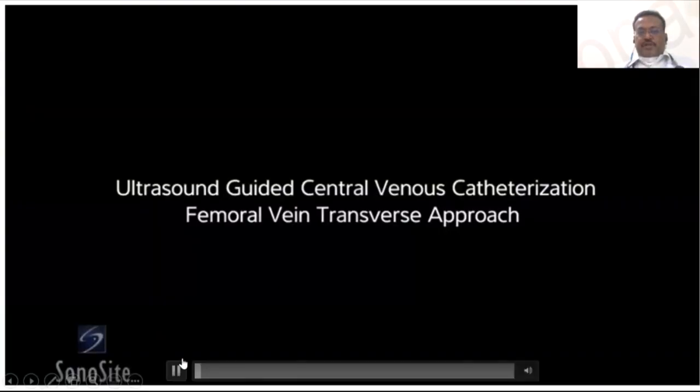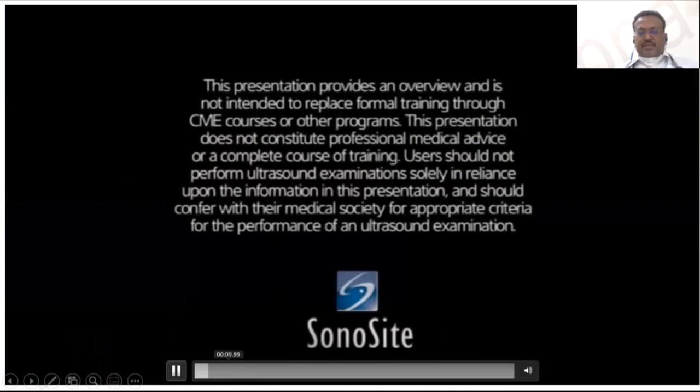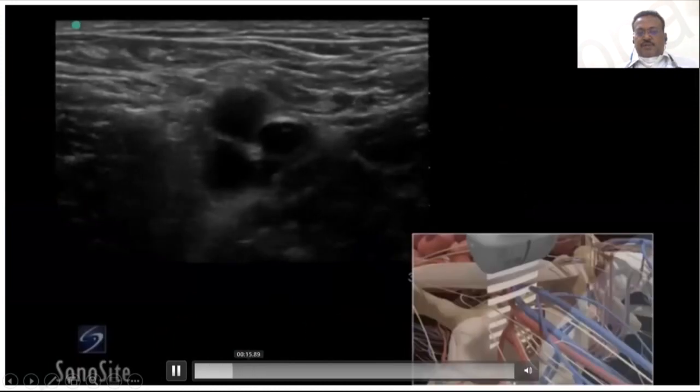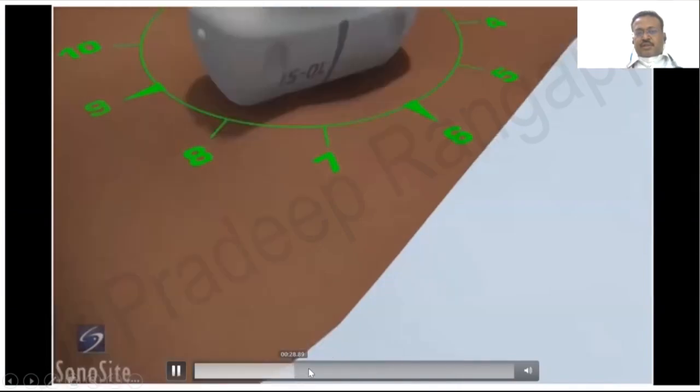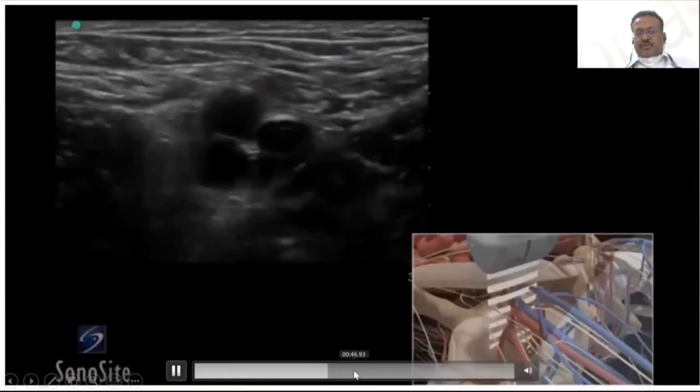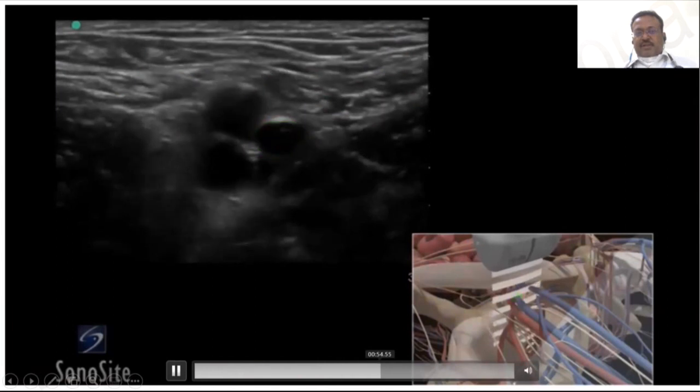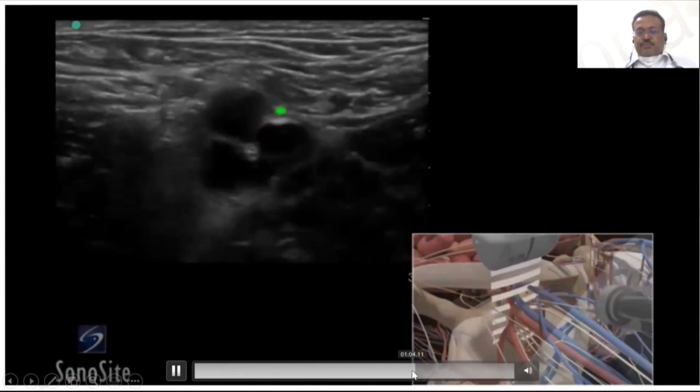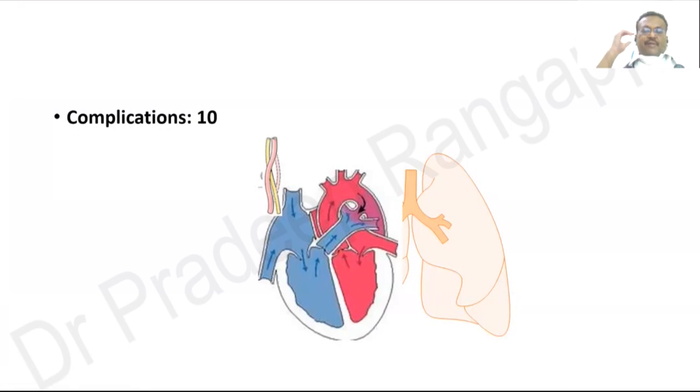So this is a Sonosite video. So I think it's the same. So you can just go through the website and have a look. So I've shown you what we did in our ICU. So this is just a Sonosite video, which again shows you those artery, vein, and relations. Okay. So I think we have come to the end of this. So we finished IJV, subclavian, and femoral.